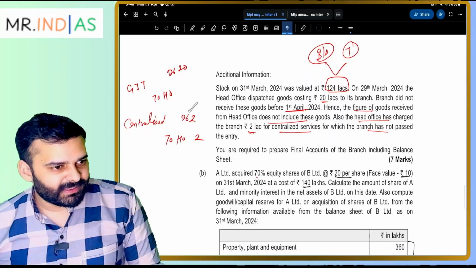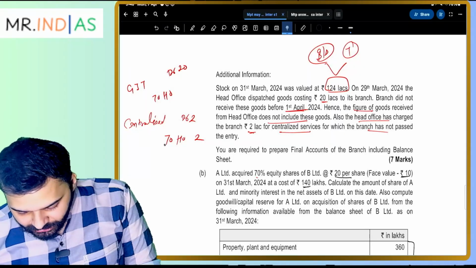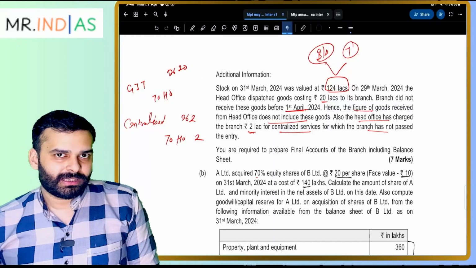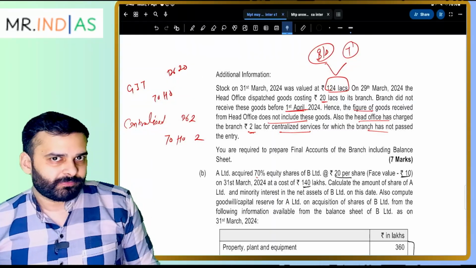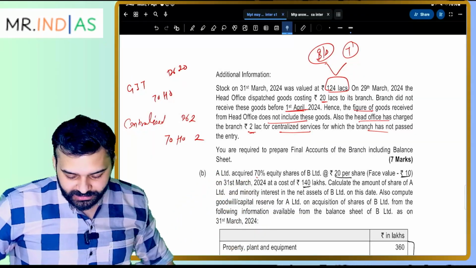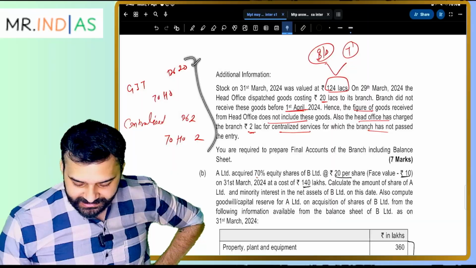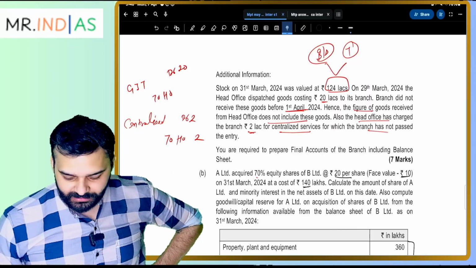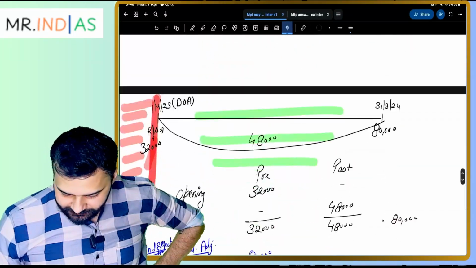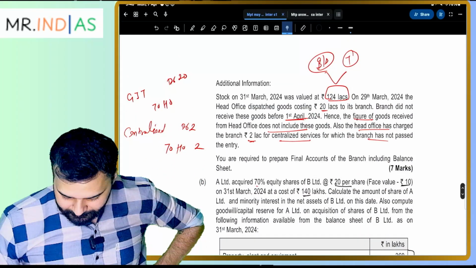Branch will book its expenses, centralized, and credit HO as a liability of 2. These two entries have an effect on the trading and balance sheet of HO and of branch. Sorry, these two entries have an effect: GIT and HO, centralized into the P&L account and into the HO. So HO is coming as 160, plus 20 plus 2, 22, 182 plus profit. So it's 182 plus profit.